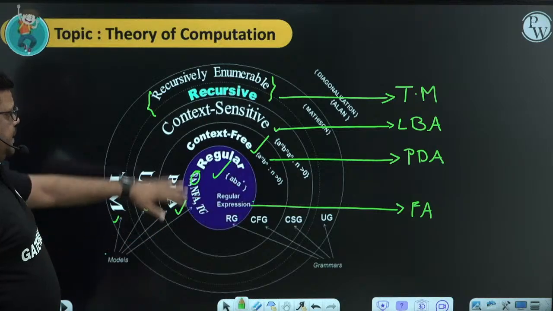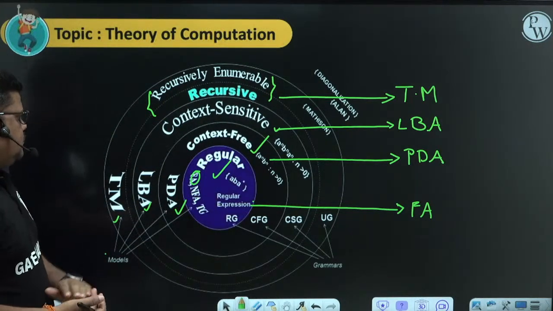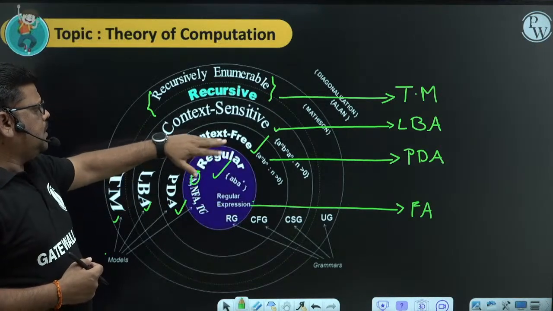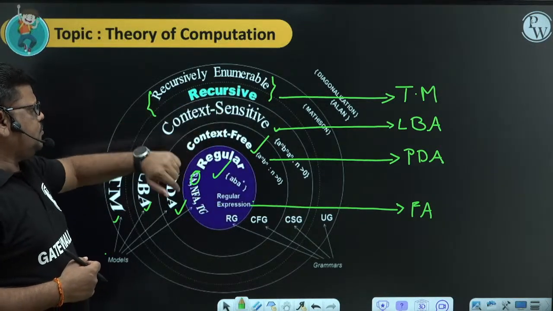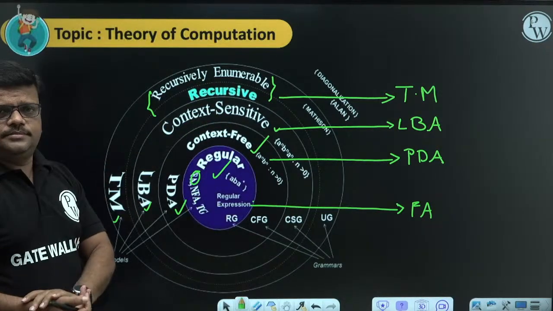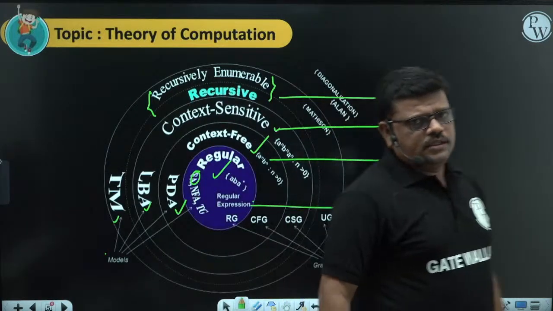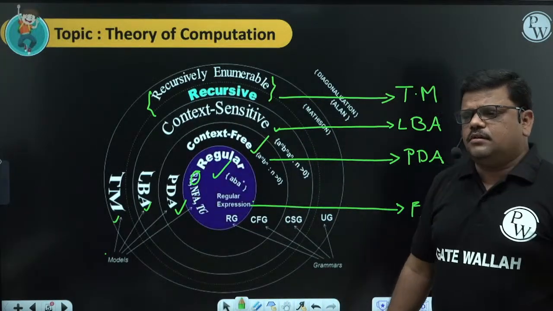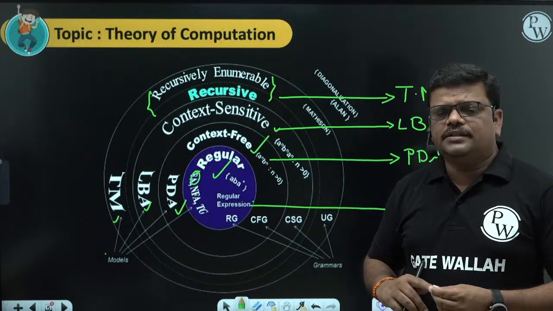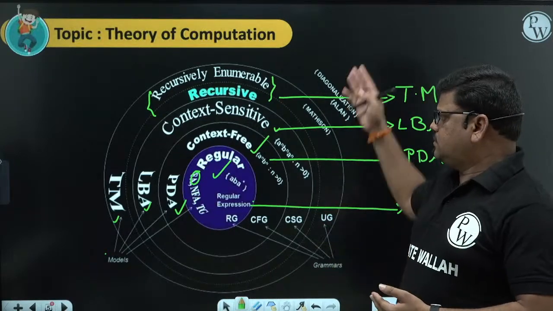Now the relation between the languages is a subset-superset relation. Regular languages are a subset of context free, which are a subset of context sensitive, which are a subset of recursive, which are a subset of recursive enumerable. So this is the relation, and how this relation comes, that we will see in the grammar class. We will study a concept called grammar. In that I will explain clearly how this relation exists. But anyhow, at this stage, this is the relation.